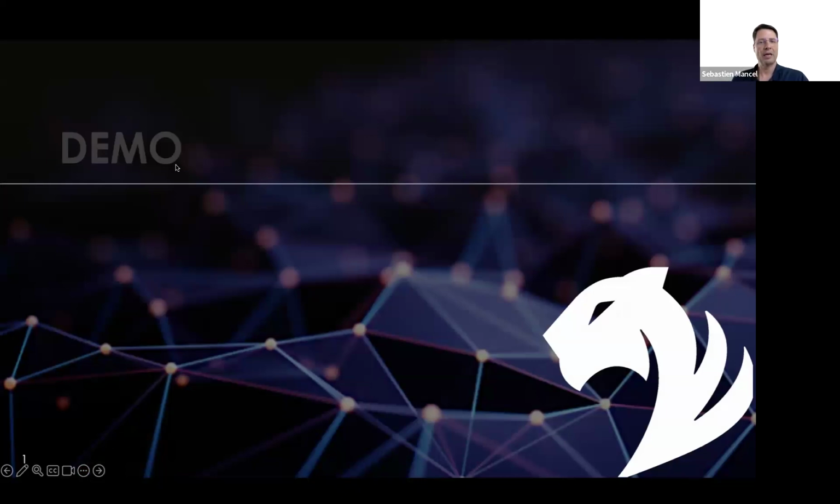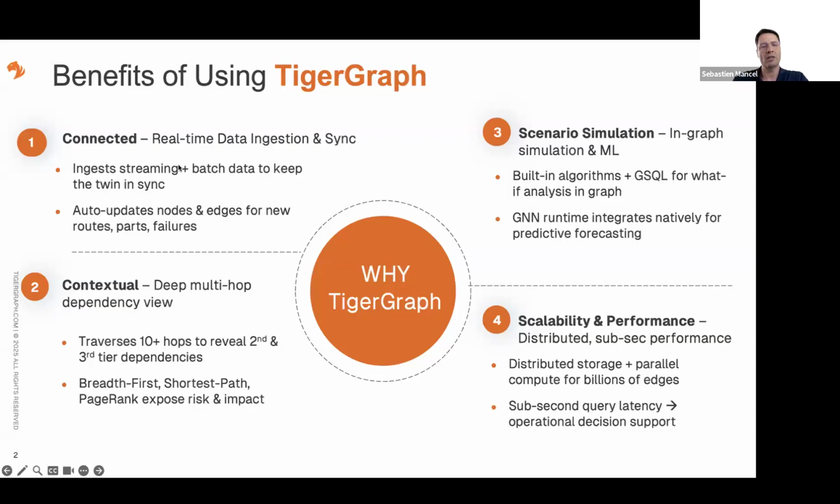All right, excellent. So let's close by highlighting why TigerGraph in particular is well suited for powering real-time digital twins. So one, TigerGraph is connected. TigerGraph supports real-time ingestion from both streaming and batch data sources. Now, this ensures that your digital twin remains fully synchronized with the live state of your ERP systems, IoT devices, event feeds, and transactional systems. Nodes and edges are automatically updated to reflect new routes, new parts, or emerging failures in near real time.